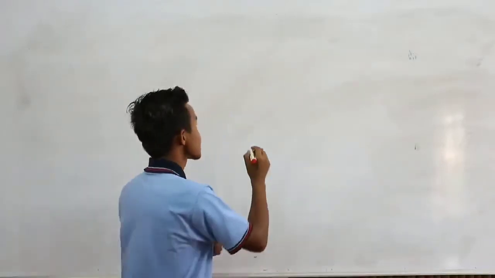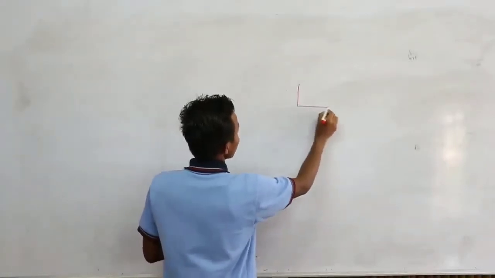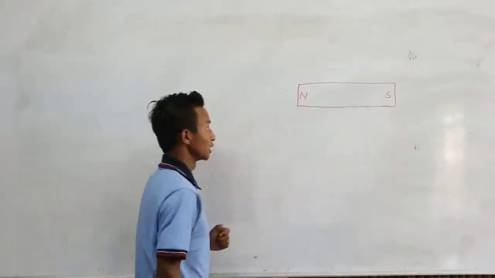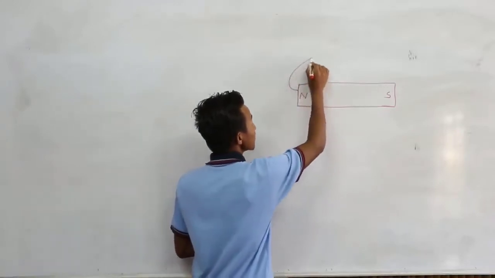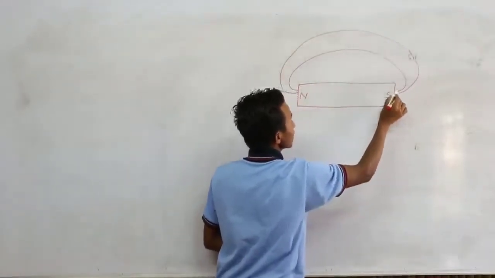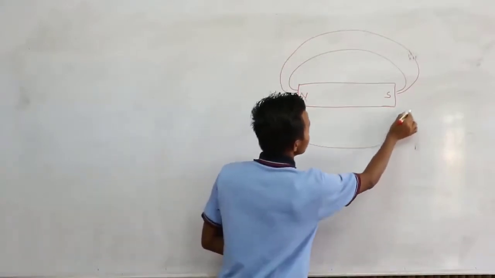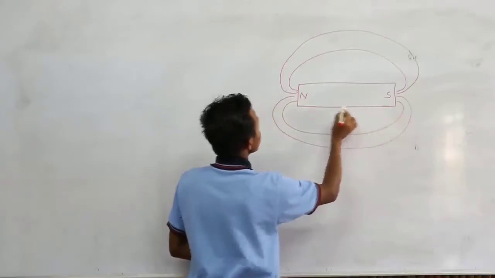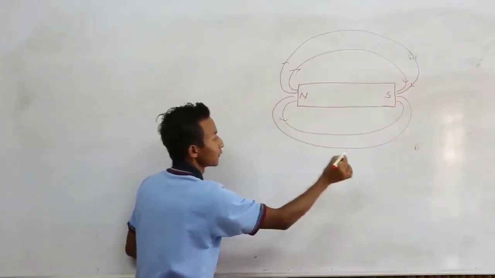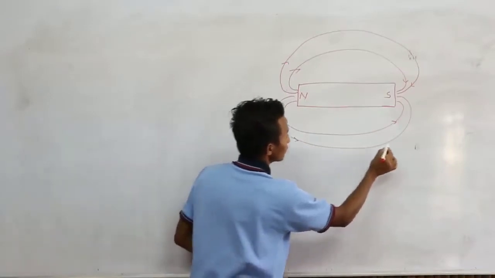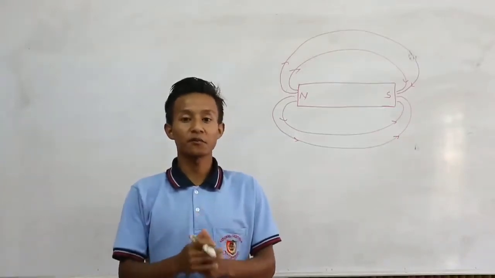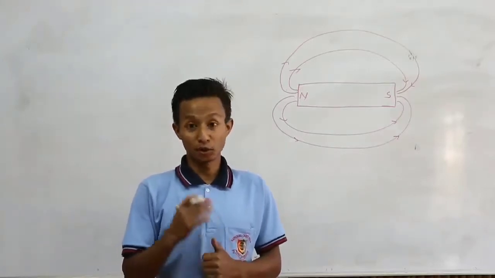So in the last class I considered a bar magnet, this is the north pole and this is the south pole. I drew something like this, and this line is called the magnetic field lines, and the direction is from north to south. So today I'm going to discuss some characteristics of magnetic field and magnetic field lines. Let me first start with the magnetic field.